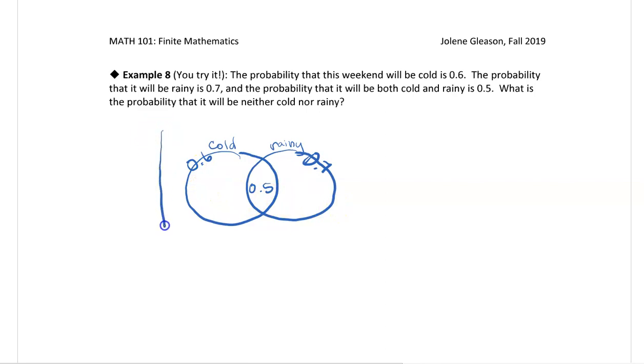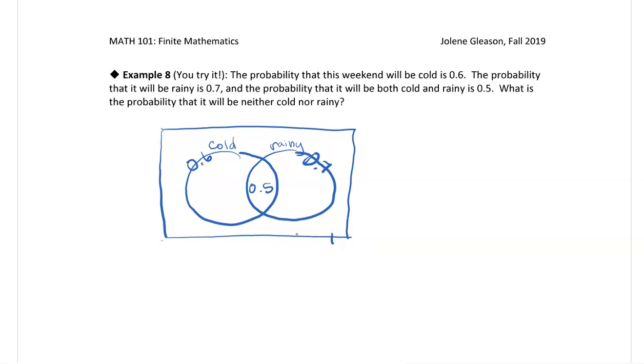Let me draw the sample space here. This is all the possible outcomes. There's a 100% chance that an outcome is going to occur, right? Some outcome is going to occur on the weekend. So, what's the probability that it's cold but not rainy? Well, they have to add up to 0.6, so this is just going to be 0.1. Everything inside the cold circle adds up to 0.6, so this has to be 0.1. Everything inside the rainy circle has to add up to 0.7, so this has to be 0.2.